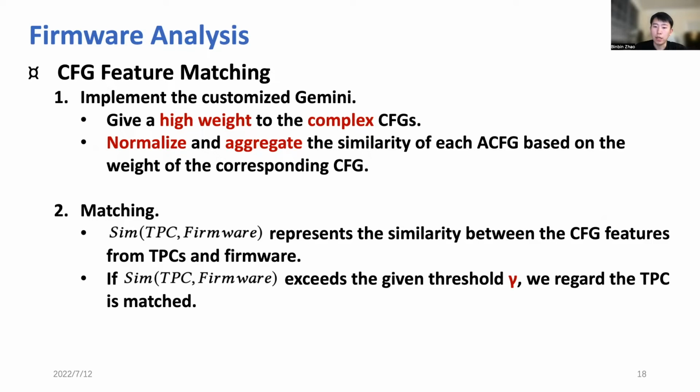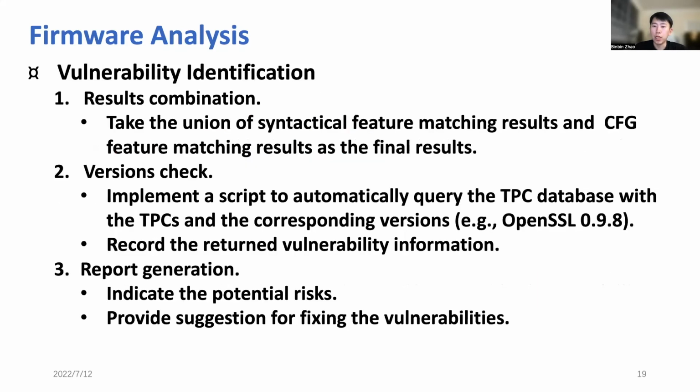Next, we normalize and aggregate the similarity of each ACFG based on the weight of the corresponding CFG. If the final similarity exceeds the given threshold, we regard the TPC as matched. Finally, we conduct vulnerability identification in 3 steps.